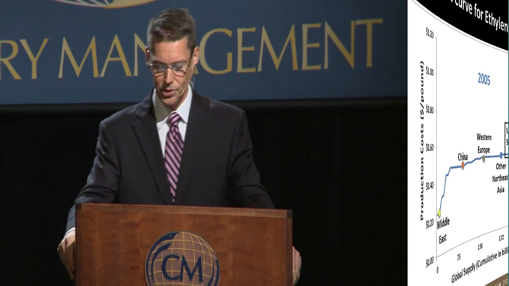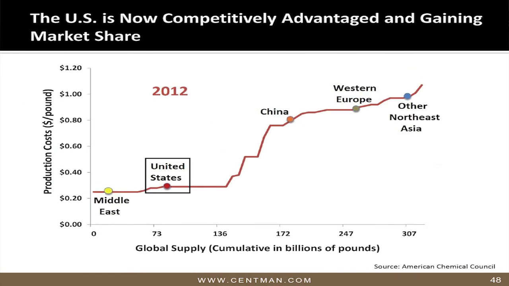As a result of the energy renaissance, we're seeing a major shift in the ethylene cost curve. Here is 2012's cost curve, where you can see the United States is very significantly advantaged relative to all but the Middle East. Notice China, Europe, and Northeast Asia all have ethylene costs of 80 cents a pound or higher. And that compares to the United States ethylene cost of roughly 30 cents.